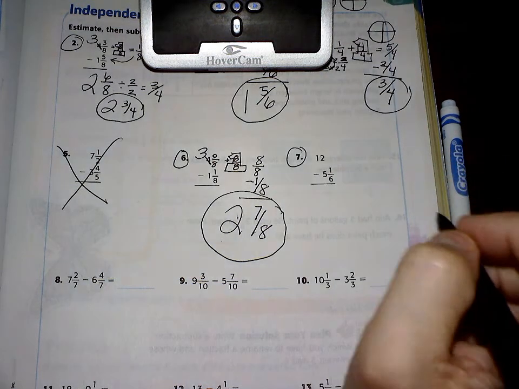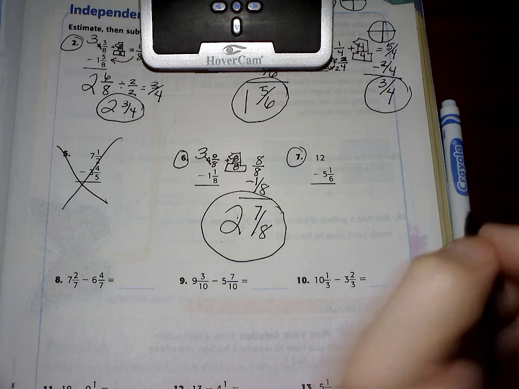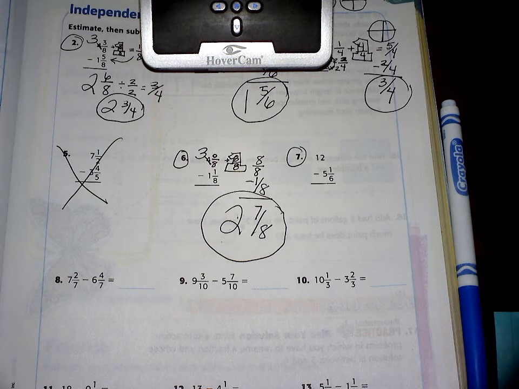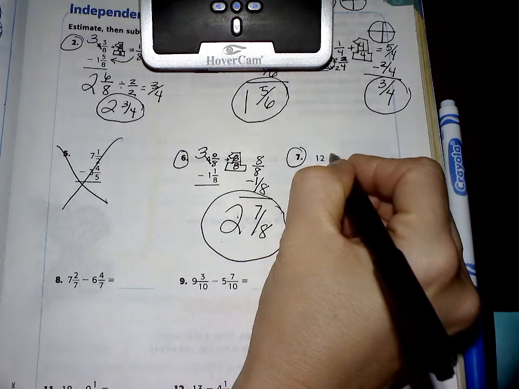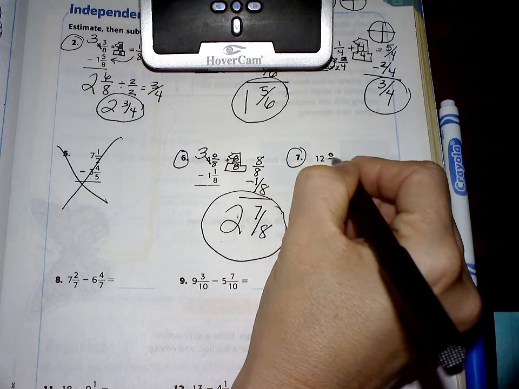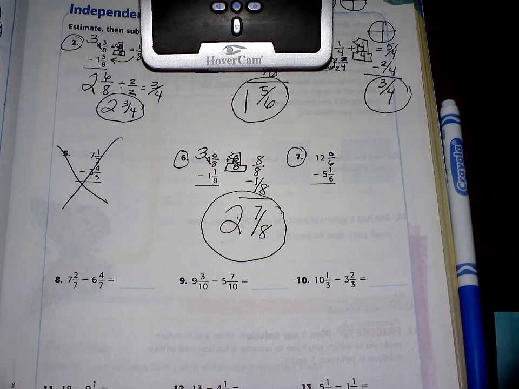It's number 7. 12 minus 5 and 1/6. I would love for you to try to do that one on your own. So pause the video right here. Try to do that one on your own and come back and check your work. If you get stuck, you can come back and watch the video, but try to do that one on your own. Remember, hint, currently you have 12 whole numbers, so you actually have 0 sixths. 12 and 0 sixths. So go ahead and try that one.